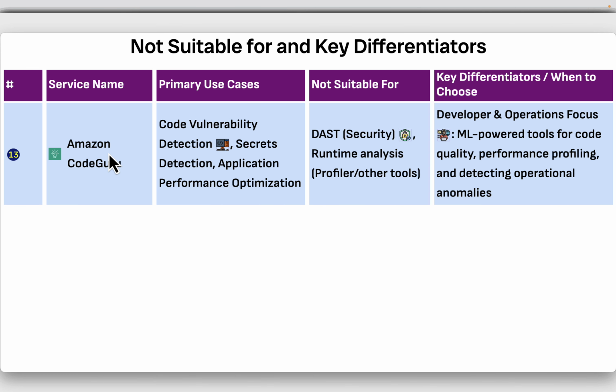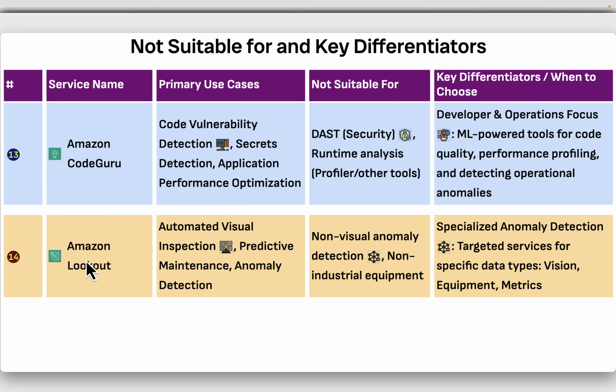Next service, Amazon CodeGuru. So primary use cases are code vulnerability detection, secrets detection, and application performance optimization. It is not suitable for DAST security and runtime analysis like Profiler and other tools. So key differentiators and when to choose: when it is developer and operations focused, ML-powered tools for code quality, performance profiling, and detecting operational anomalies.